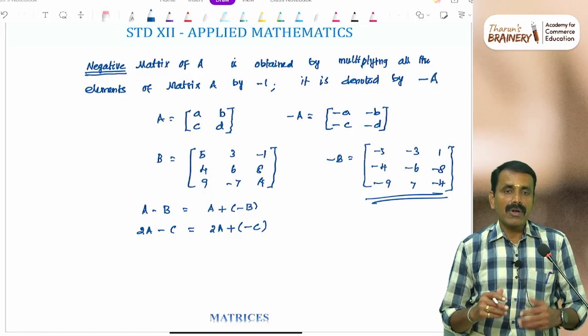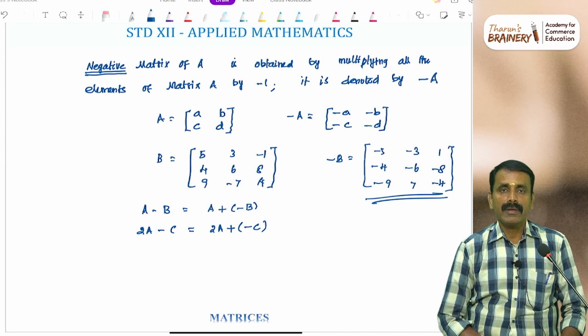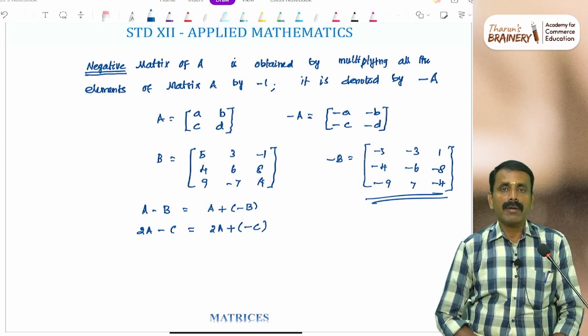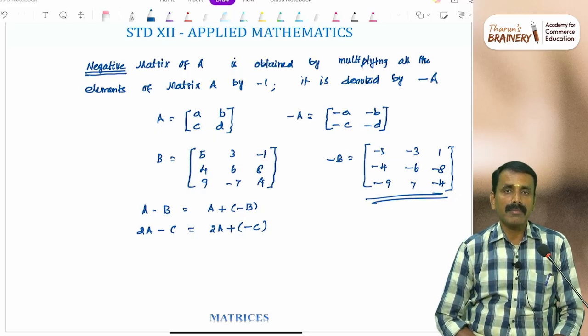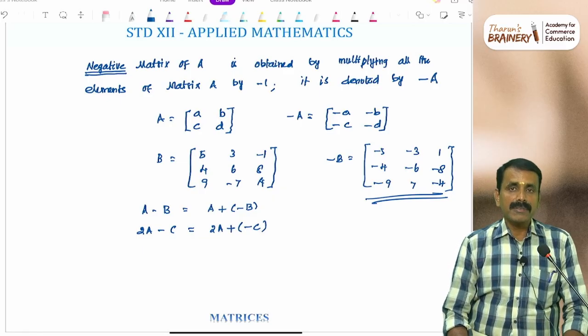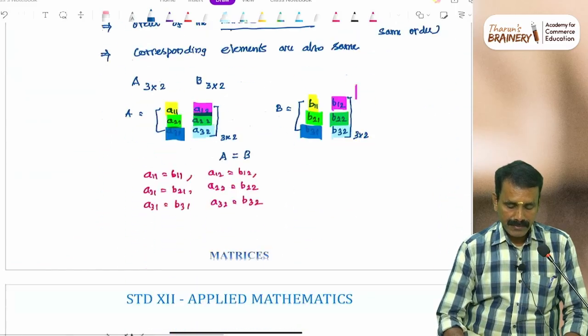A matrix which is not a square matrix will be termed as a rectangular matrix. A matrix which does not have the same number of rows and columns will be termed as a rectangular matrix. If the number of rows is not equal to the number of columns, then that matrix is termed as rectangular matrix. So, from the concepts or the definitions we have learnt, let us do a few problems.